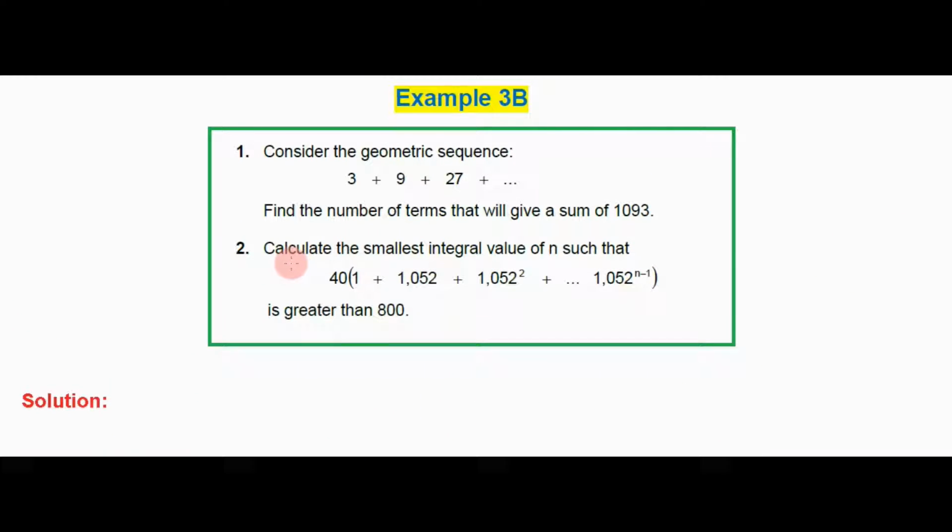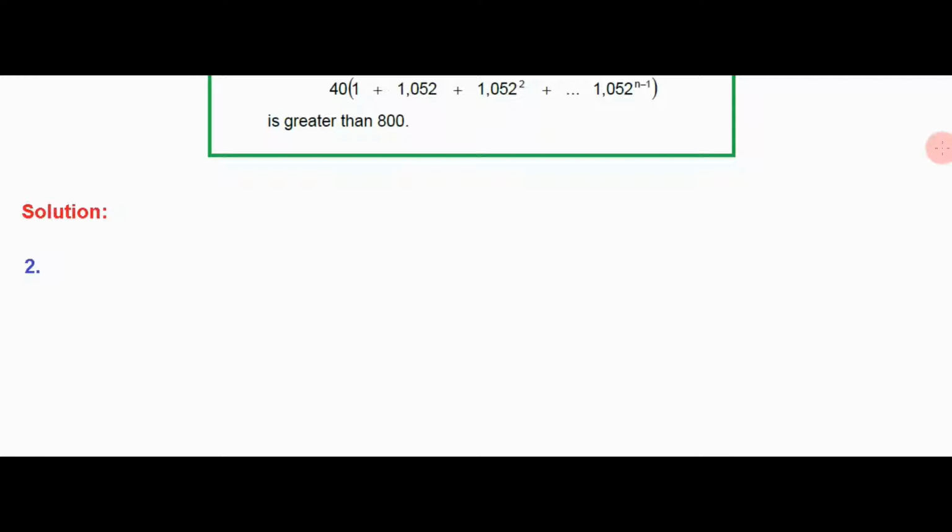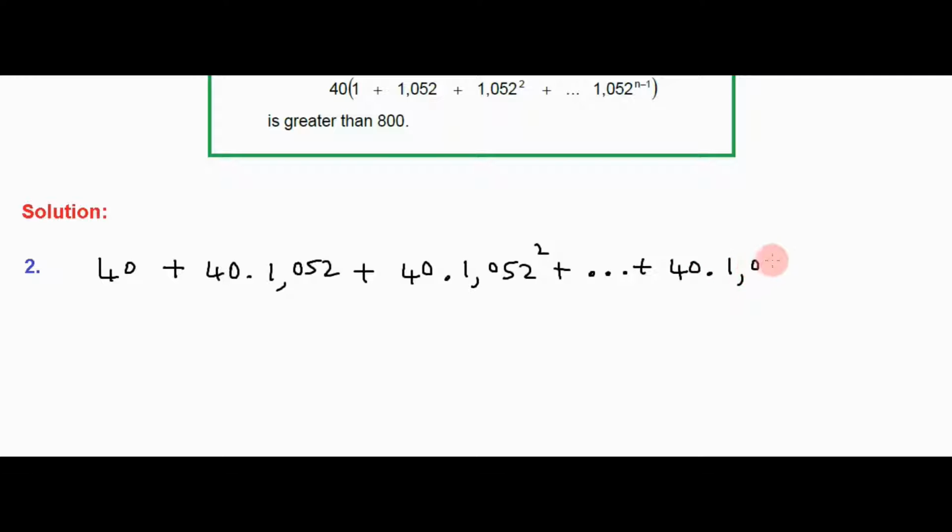In the second question here it says, calculate the smallest integral value of n such that this sum is greater than 800. So let's have a look at it. We could start by multiplying the 40 into the brackets. So we have 40 plus 40 times 1,052 plus 40 times 1,052 squared plus all the way up to 40 times 1,052 to the n minus 1.